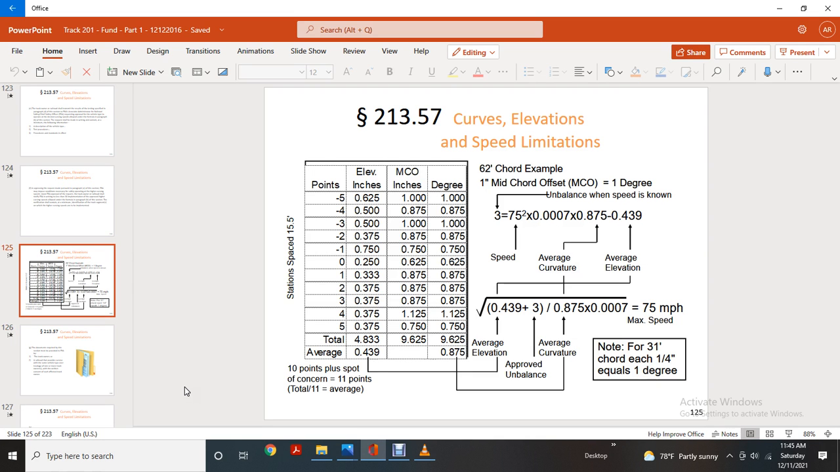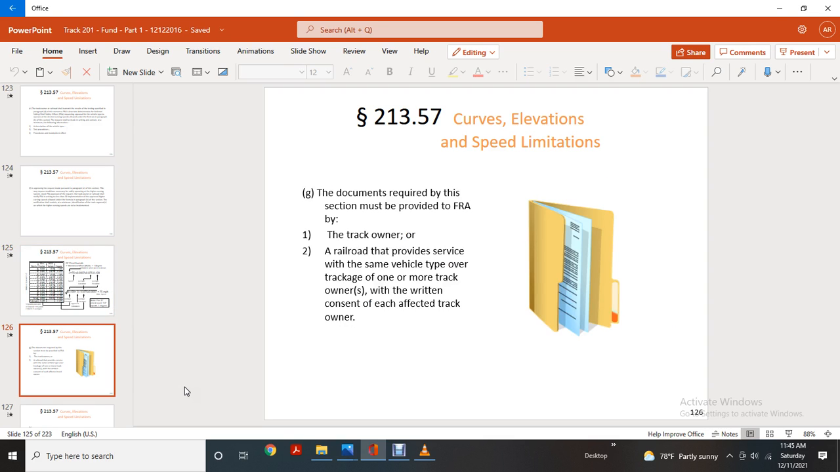Curve speed at elevation: 60-foot chord, 1 inch mid-chord offset for a 1 degree curve, unbalanced speed. Average curvature, average elevation, unbalanced, max speed, and the points shown: elevation and mid-chord offset with the degree. The stations are spaced at 15.5 feet apart, with an average of 10 points plus a spot concerned, 11 points total, divided by 11 equals the average.